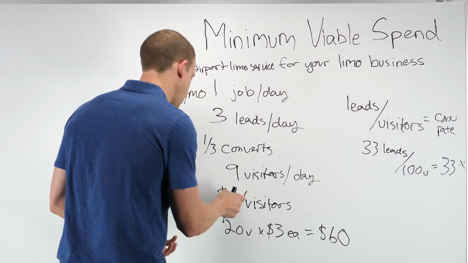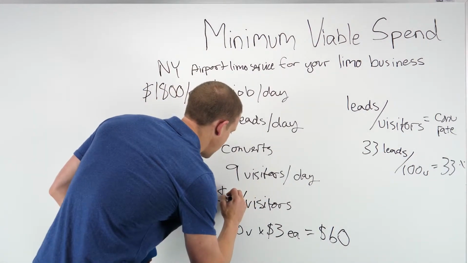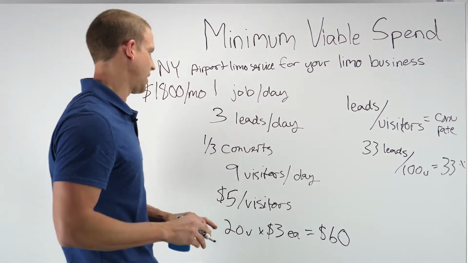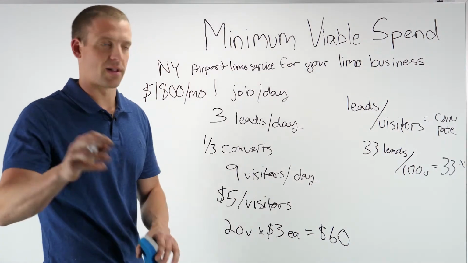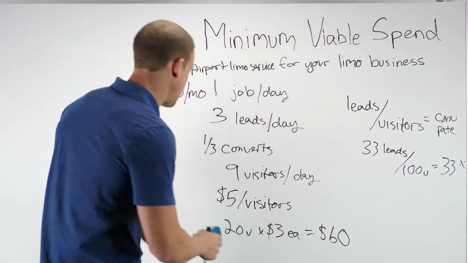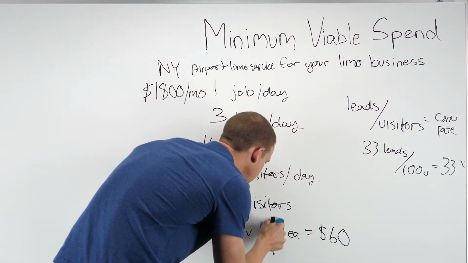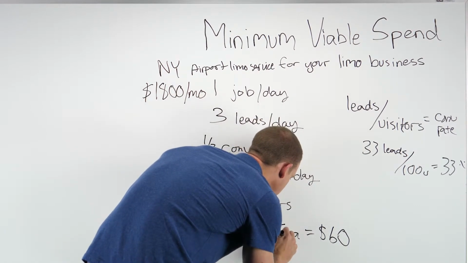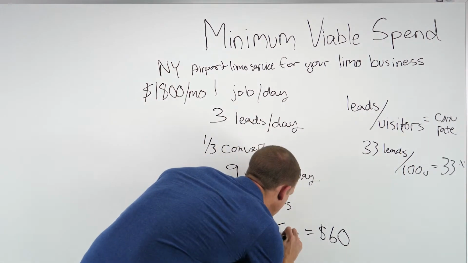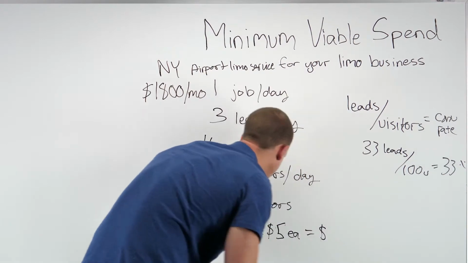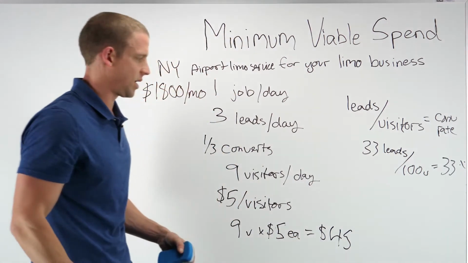And for New York Airport car service, you're going to definitely pay a lot more per click. Let's just say it's $5. That might be a little high, but let's just say that's what it is, okay? So $5 a click or $5 a visitor, okay? Remember, clicks are just visitors. So we can do 9 visitors times $5 each equals $45 a day to get 1 job a day.